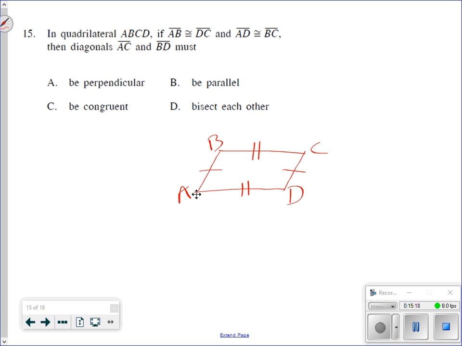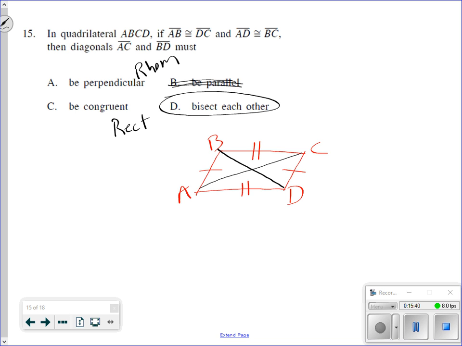So the only thing that we can pick from here about our diagonals, we are only allowed to pick from the properties of parallelograms. Well, be parallel is impossible. Diagonals can't be parallel. Be perpendicular, that starts at a rhombus. Be congruent, that starts at a rectangle. So what are we left with? The only one that all of the parallelograms have is that the diagonals bisect each other.